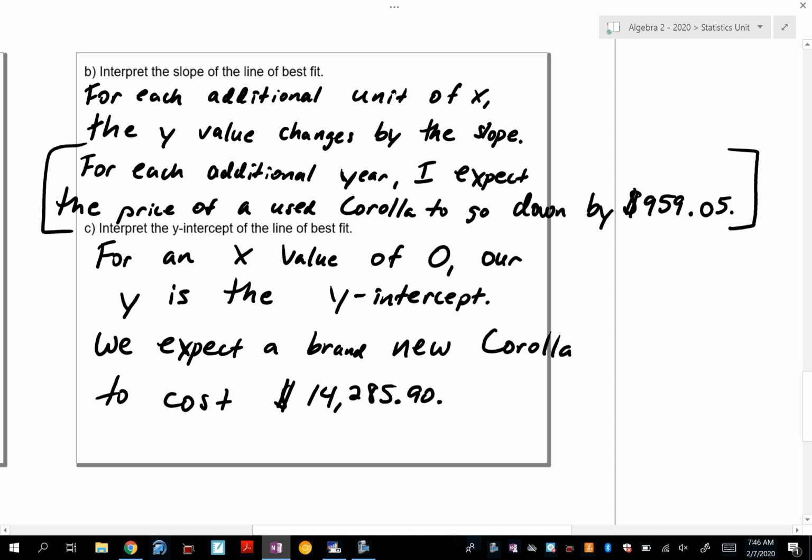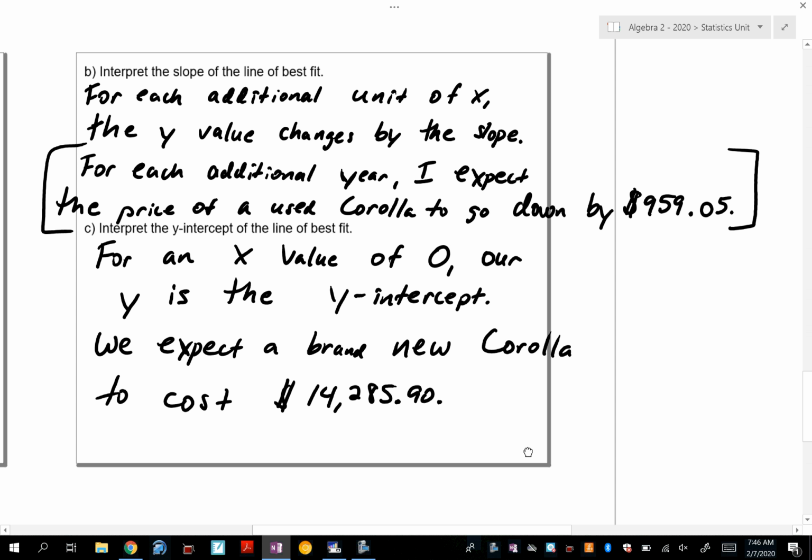So if a brand new Corolla is costing us $19,000, I'm like, whoa, that's way higher than I thought. Or if they're saying a brand new Corolla is only going to cost you $10,000, well, that's way lower than I thought. But if they say it's going to cost you $15,000, that's fairly close. So just keep that in the back of your mind. I'm not saying it's always going to be these numbers. That's just what we expect to happen based on the model.